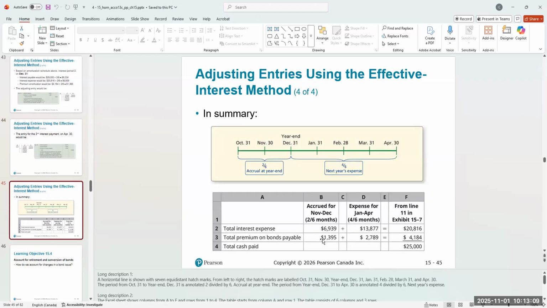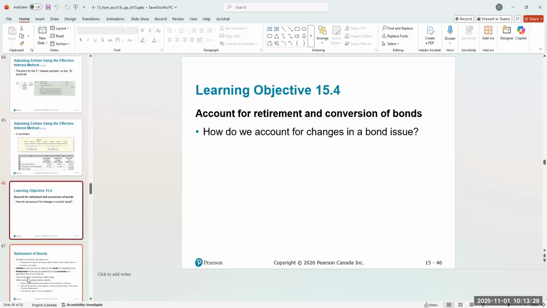And this is the logic of how you're getting the 2 months versus 4 months. If we use the same logic for the 3 months that we did, it's going to be equal, but the totals are always going to be the same, like a normal journal entry without year-end in the middle. That's why it's important to get the chart first, and then everything is easy. And now, what's going to happen if we have to retire or convert the bonds?